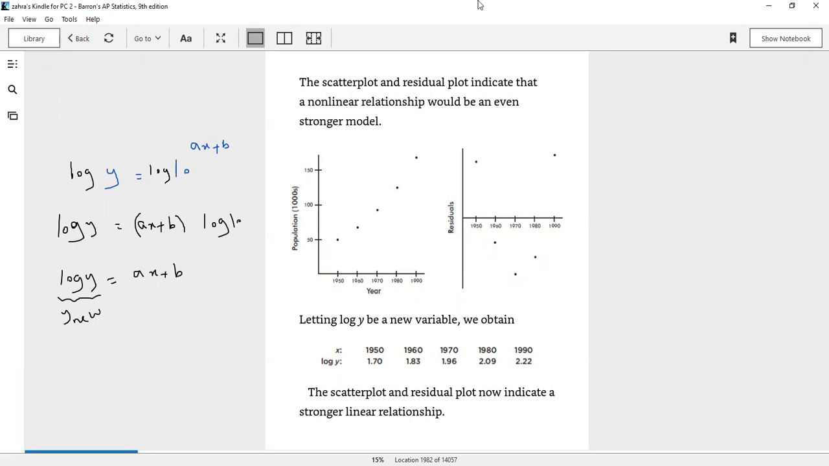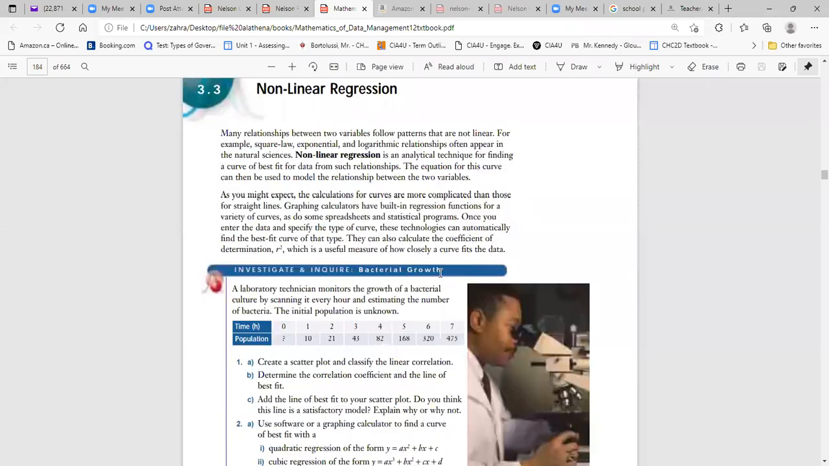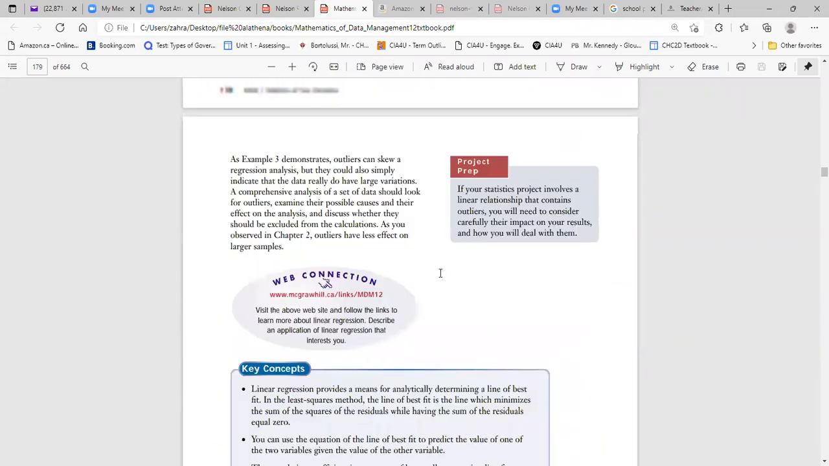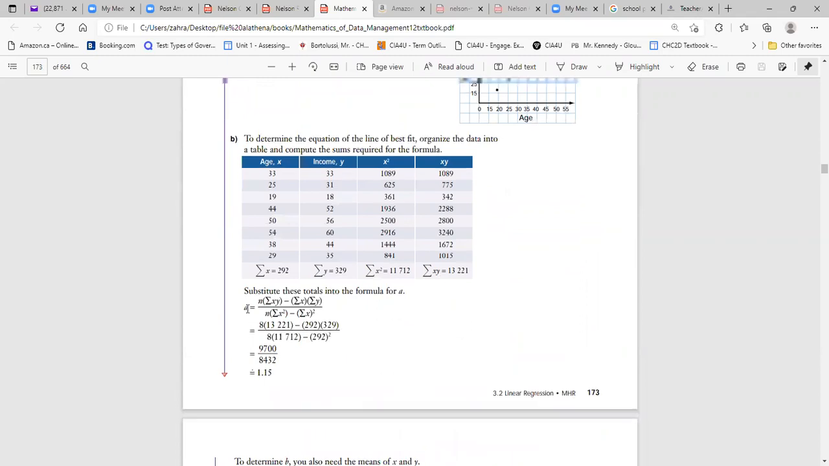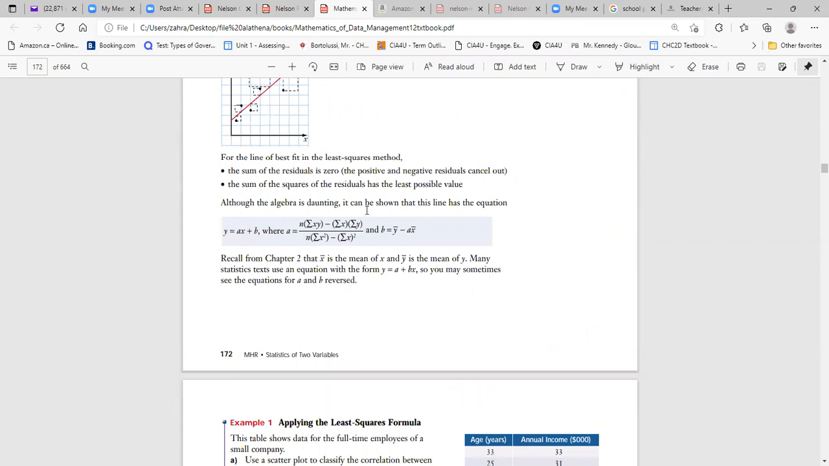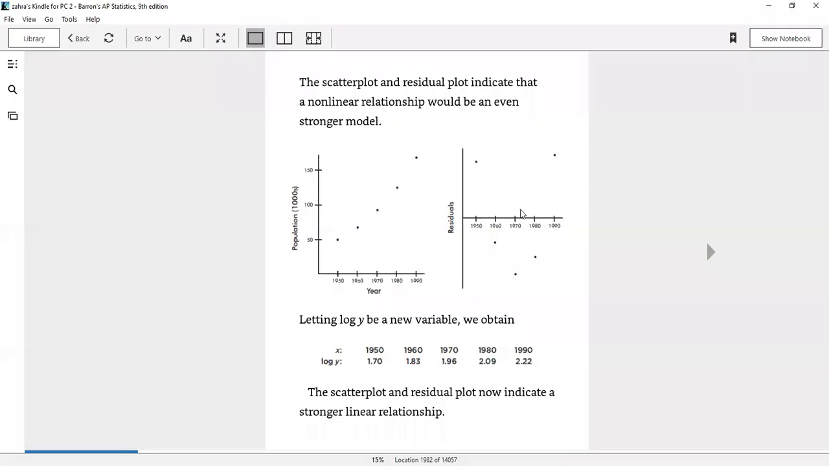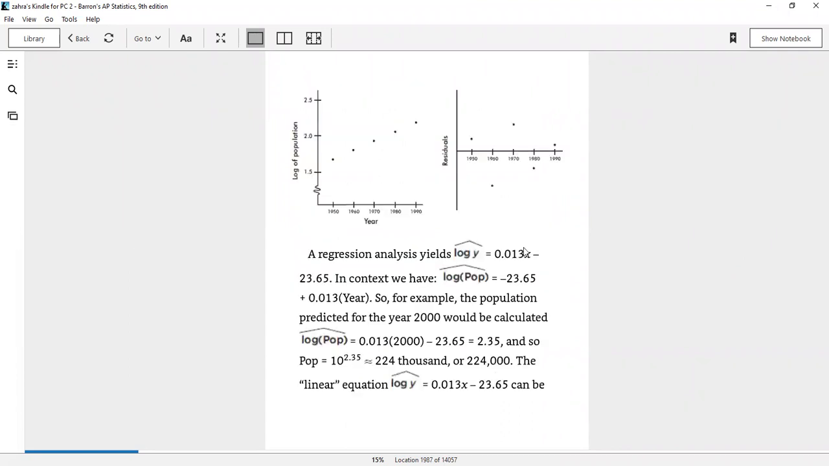Just to remind you, how do we do it? In the previous lesson, 3.2, we got an equation. I want to show you. This is the equation: ax plus b, where a is the slope, and you know how to find b. I'm expecting students to find a and b using these equations. If you do it for this one, a will be 0.013 and b is going to be negative 23.65.